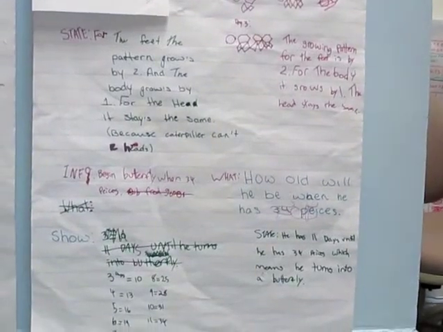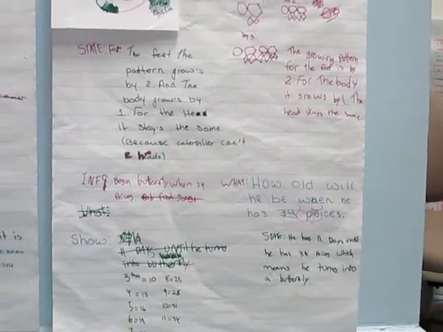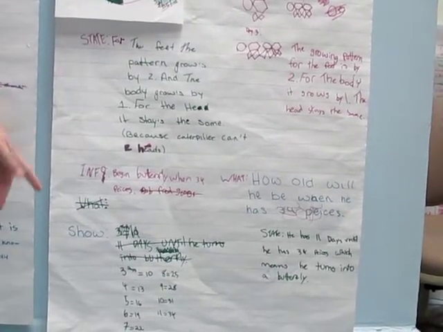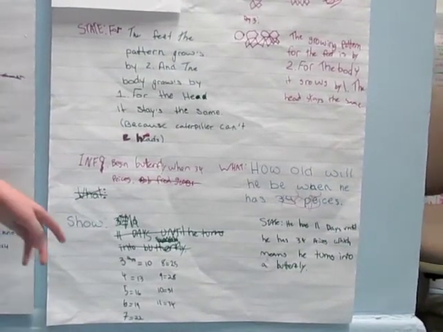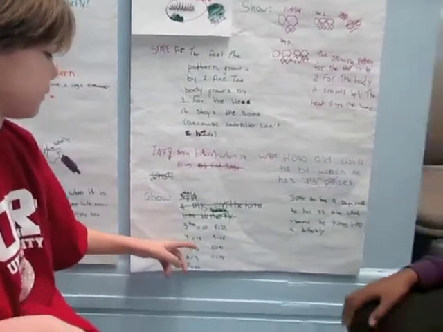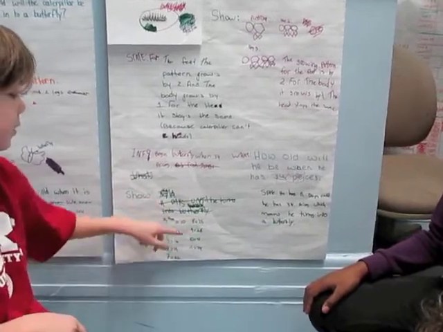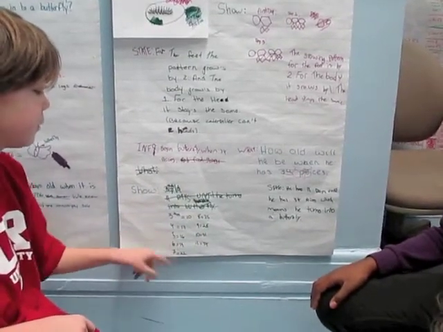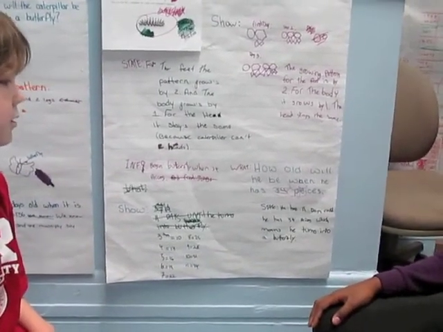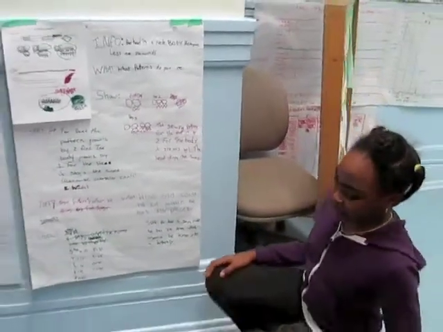And for task 2, we had info. Begin with the butterfly when it has 34 pieces. And how old will it be when he has 34 pieces? So we did 3 days old, it would have 10; 4, 13; 5, 16; 6, 19; 7, 22; 8 days, 25; 9 days, 28; 10 days, 31; and 11 days, 34. And for state, he has 11 days until he has 34 pieces, which means he will turn into a butterfly. Okay, thank you for sharing.